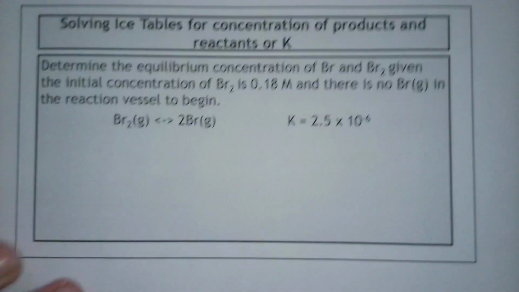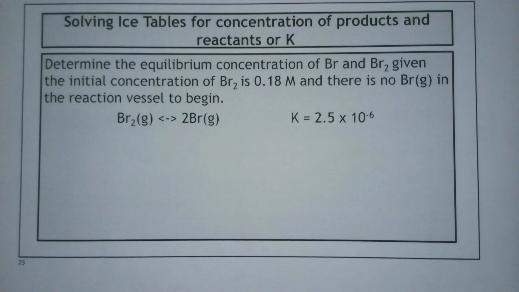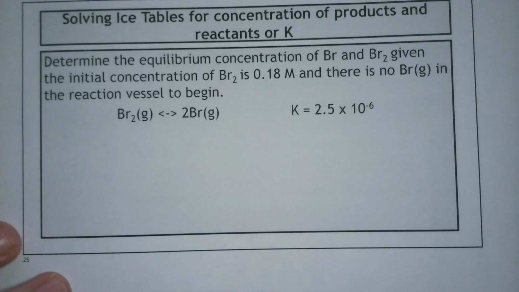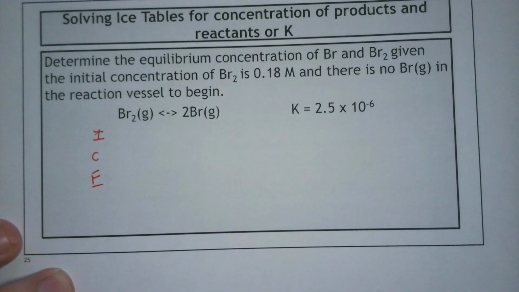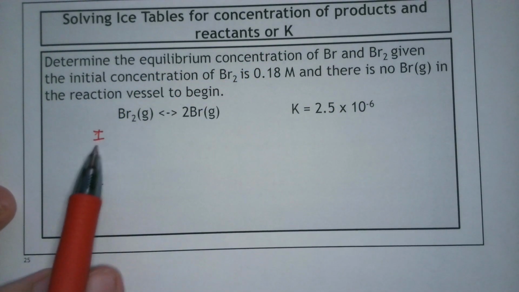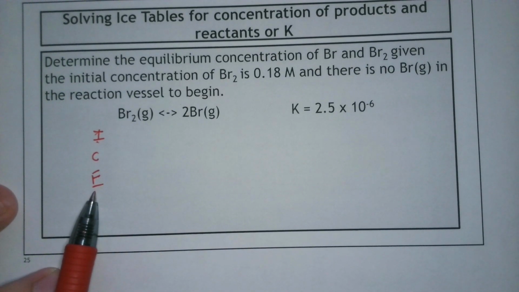All right, solving ICE tables. This is our last question here. Determine the equilibrium concentration of Br and Br2 given the initial concentration of Br2 is 0.18. There's no Br in the original reaction vessel to begin. It gets really wordy, which is part of the reason we like to just start by writing an ICE table. You talk about your initial, what change occurs, and your equilibrium values.